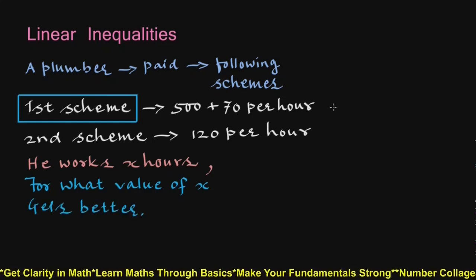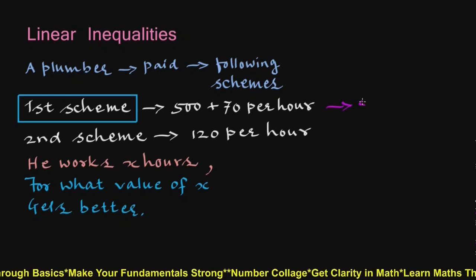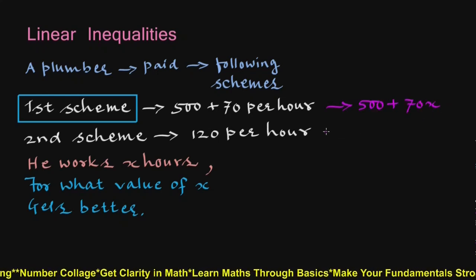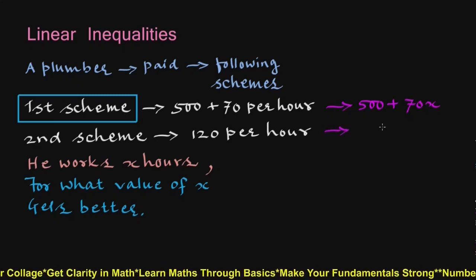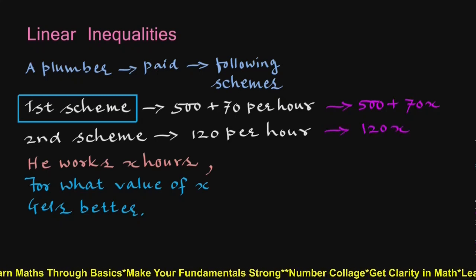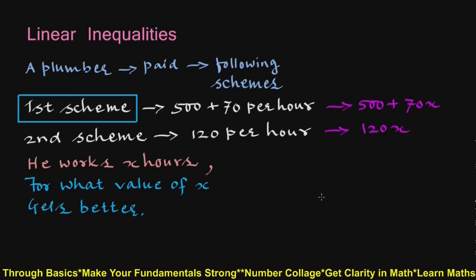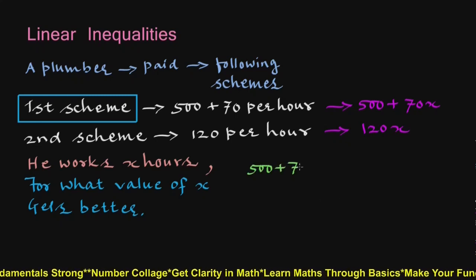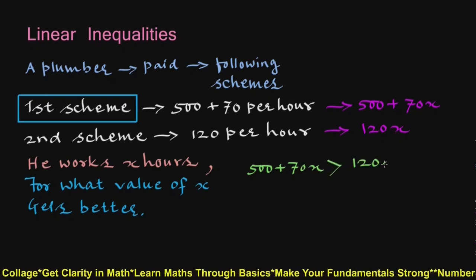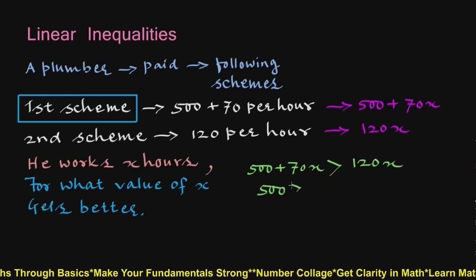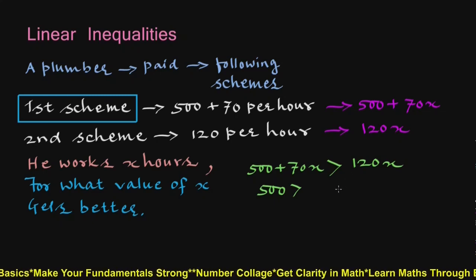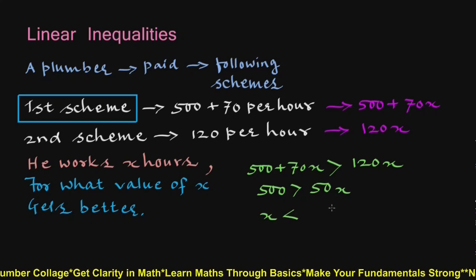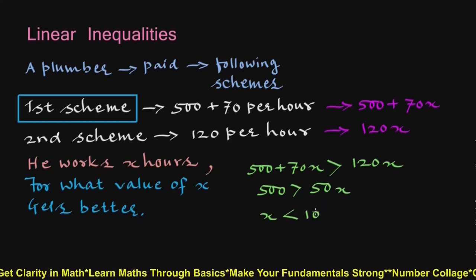Here, according to the first scheme, the plumber gets 500 plus 70x rupees, and in the second scheme he gets 120x rupees. Now, for the first scheme to be better, we should have 500 plus 70x greater than 120x. So 500 greater than 120x minus 70x, which is 50x. So x will be less than 500 upon 50, that is 10 hours.